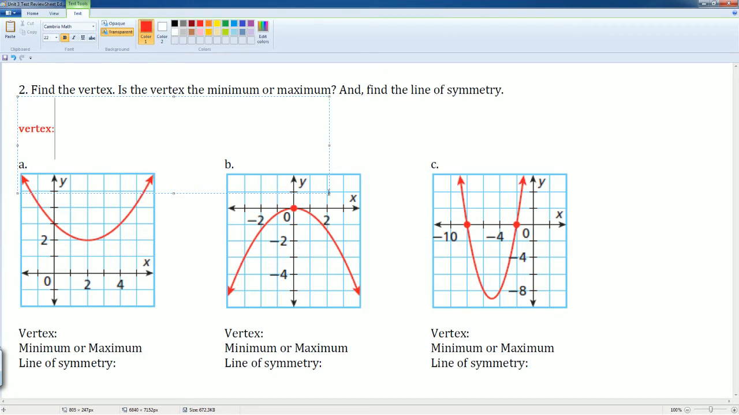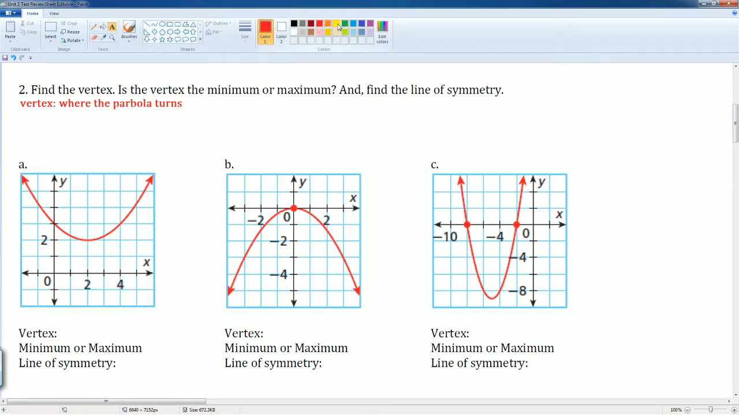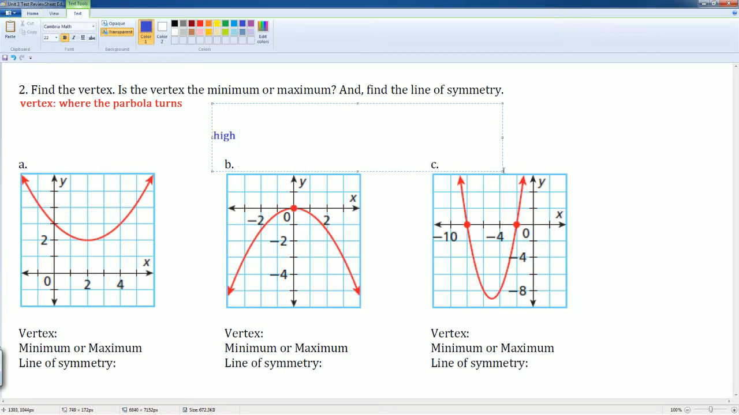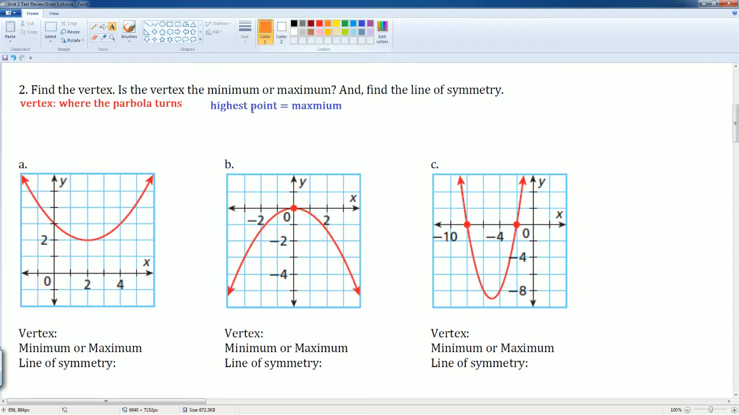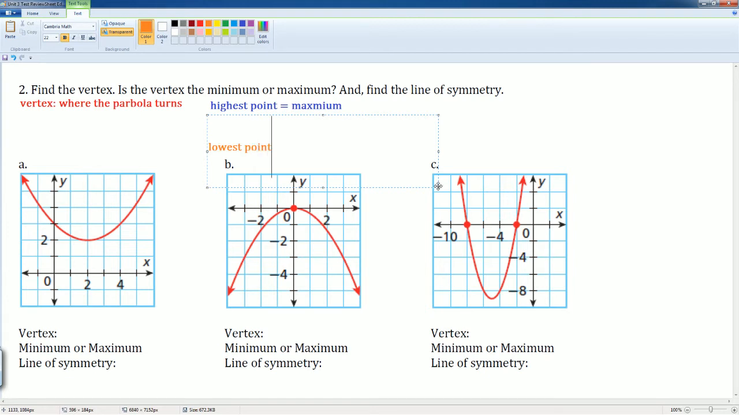The vertex is where the parabola turns. So here you're going to look for where it turns. If it is the highest point, it is called the maximum. Then if it is the lowest point, I'll make this orange so we can see the color difference, the lowest point is going to be considered the minimum.